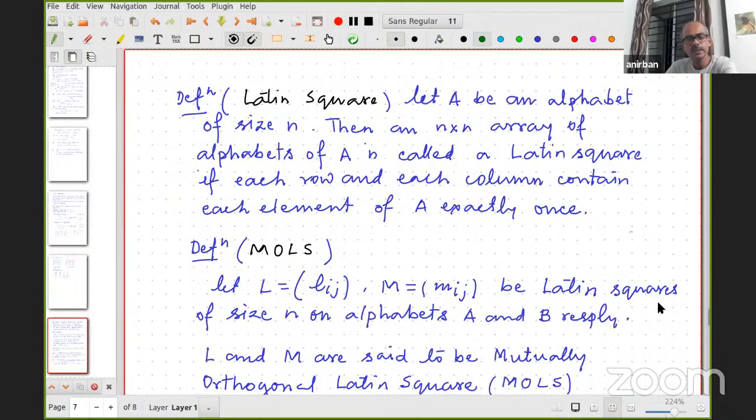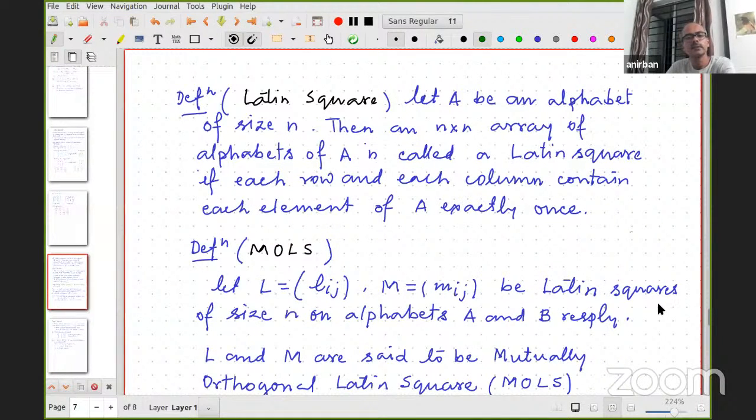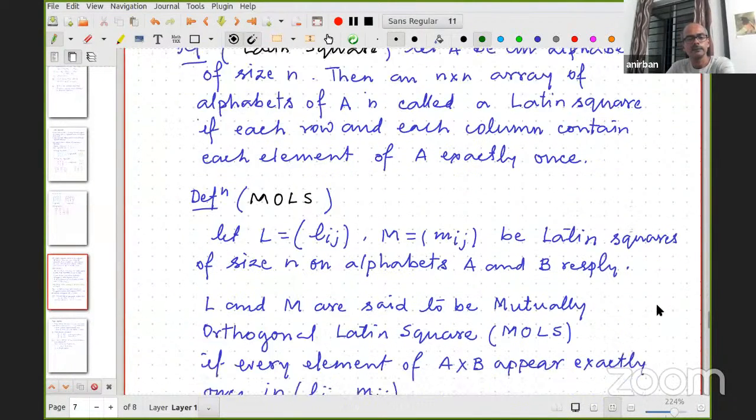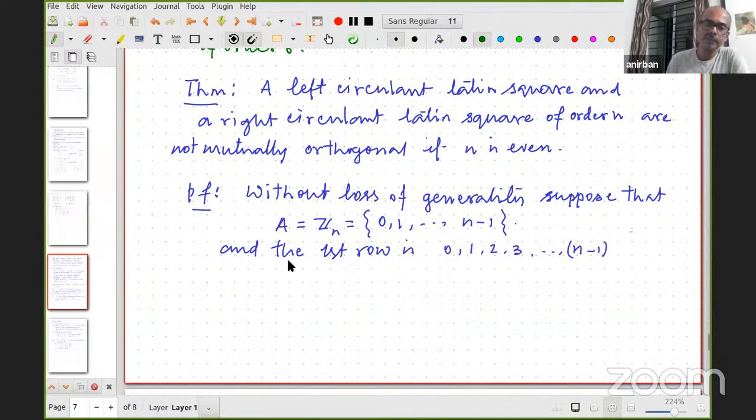So that explains the notation. Oh no, so this is something else. Without loss of generality, we consider the alphabet to be Zn, which is the integers 0 to n minus 1. The first row for both squares is assumed to be 0 to n minus 1, and then we do the right circular movement and left circular movement.